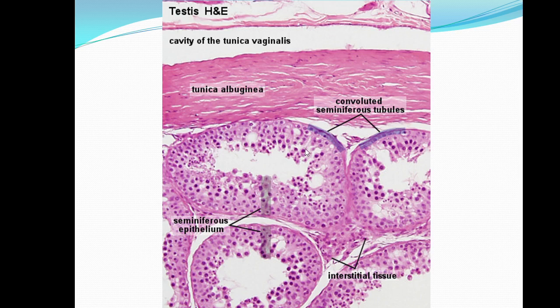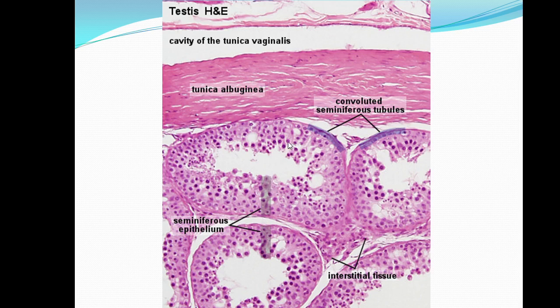Here in the seminiferous tubules you can see the cells. The lining cells are arranged in 4 to 8 layers. These are the germ cells consisting of spermatocyte, primary spermatocyte, secondary spermatocyte, the spermatogonia, the spermatids, and the spermatozoa.